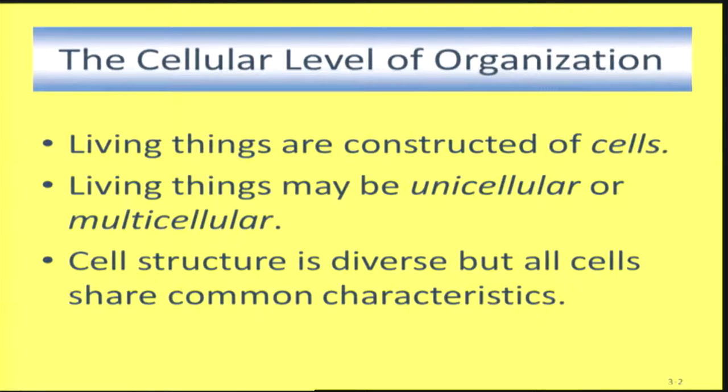Now, when we talk about the cellular organization of living things, they are all constructed of cells. Living things may be unicellular, for example bacterial cells, or multicellular, such as an animal cell or a plant cell. These cell structures are diverse, but all cells share common characteristics.